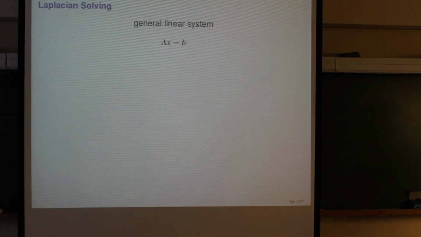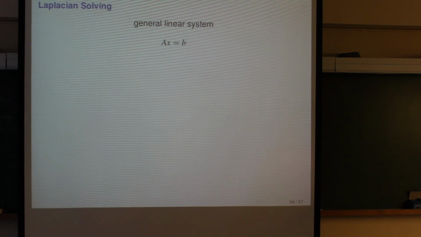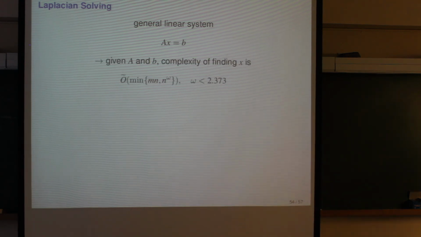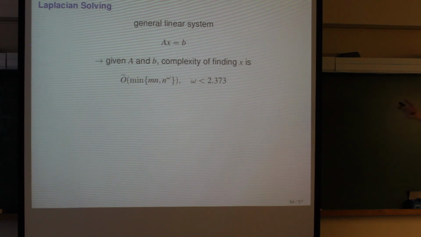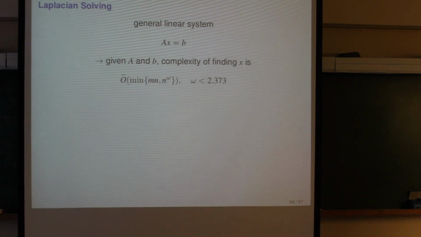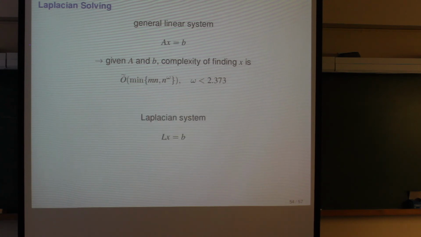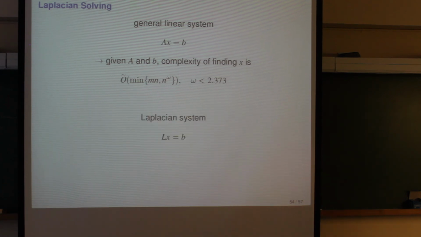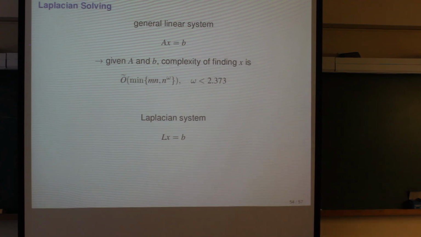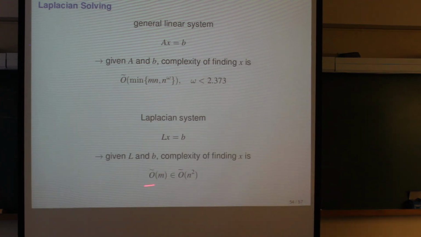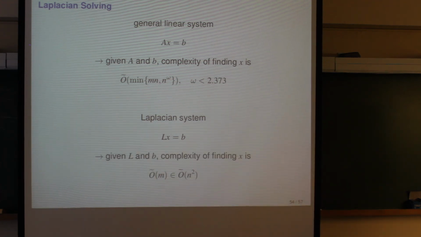Similarly, you can think about solving linear systems. For a general linear system of the form Ax equals b, given A and b, you want to find x. Here the complexity is Õ(min(m times n, n to the power omega)), where omega is the matrix multiplication coefficient. For Laplacian systems, you can do better, which is basically what Spielman and Teng proved. For a Laplacian system, you can solve the problem in Õ(m), right? Which brings it down to Õ(n squared).